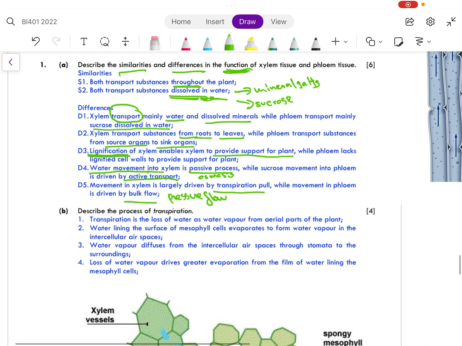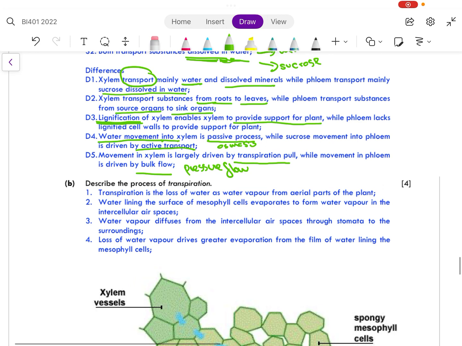Okay, last, when we look at the last question, they ask you to describe the process of transpiration. So if you are ever asked to describe the process of transpiration, this is the depth that you need to go to. Number one, you want to define what transpiration is. It is the loss of water as water vapor from aerial parts of the plant. Aerial parts means parts that are above ground. Okay, and they say loss of water as water vapor.